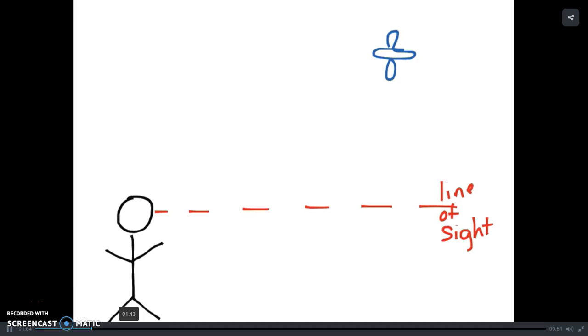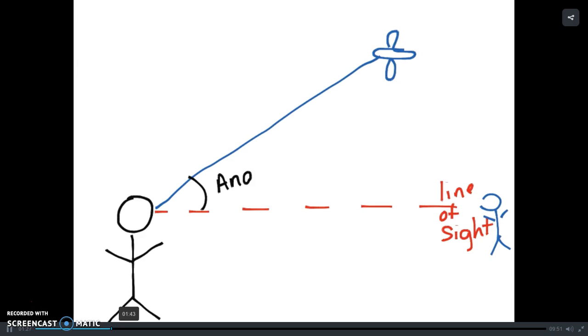Okay. Then you have this beautiful airplane up here. And so instead of looking straight out in front of you, maybe at another friend over here, making eye contact with them, if you turn and you look up, okay, you have to elevate your gaze. So this angle here is an angle of elevation.